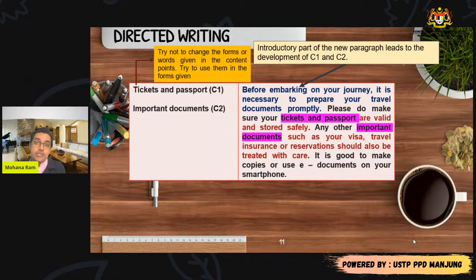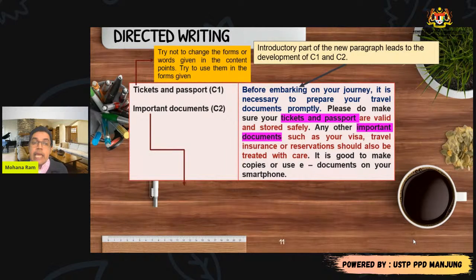It happens to my students a lot, especially when they did the trial. They change the form and then the entire idea changes. So as much as you can, try to maintain the form that has been given to you. Like here, tickets and passport, use that form to elaborate your idea. So here, you see, please do make sure your tickets and passport are valid and stored safely.